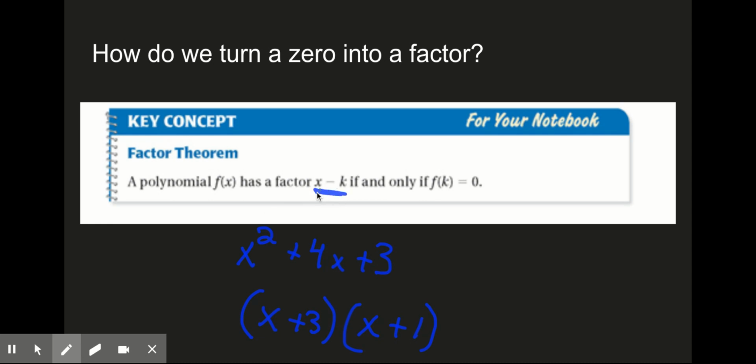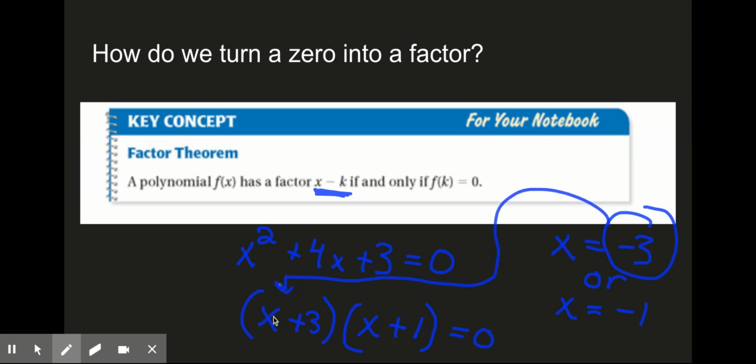But let's think about what that actually means, to produce a zero. For this to be equal to 0, then the actual x value, the actual solution, is -3 or -1. So you kind of need to be able to work your way backwards. If I plug in -3 and I get a 0, then that tells me that as a factor, it looks like this, x plus 3. And I know that can be kind of confusing, but it's important for us to think about.